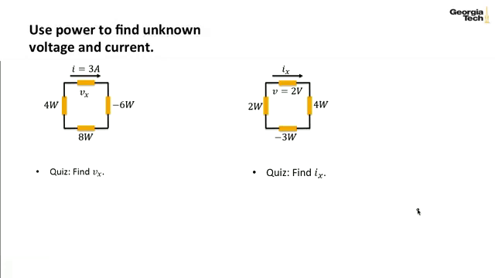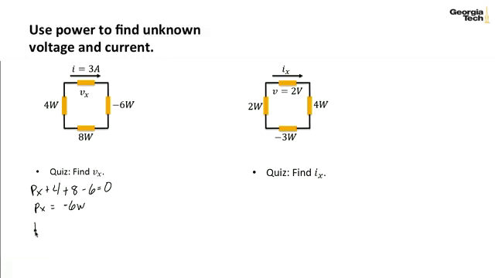So let's consider this problem on this side. We know that the sum of the powers, PX, this unknown power, plus 4 watts plus 8 watts minus 6 watts equals 0. So 4 and 8 is 12, minus 6 is plus 6. That means that PX has to be a minus 6 watts in order for the sum of the power in this system to be 0.